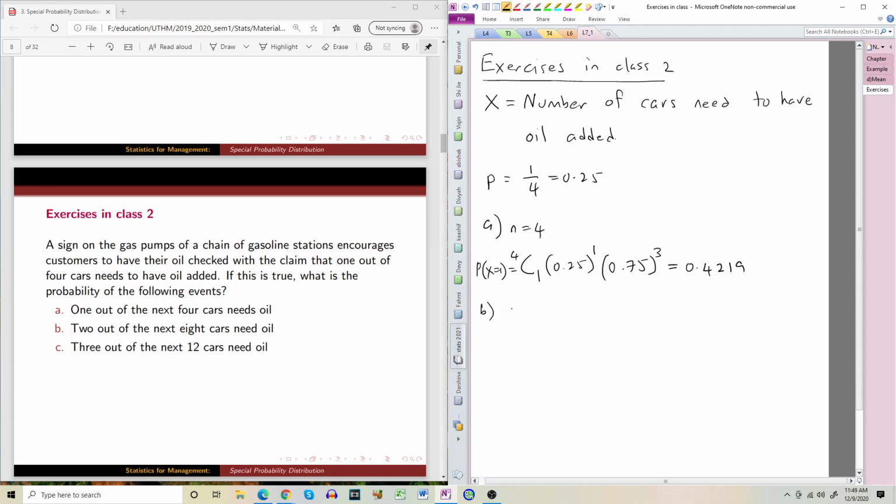Two out of the next 8 cars need oil, and it's 8 out of 8. 2 cars need oil. For C n is 12. 3 cars need oil.